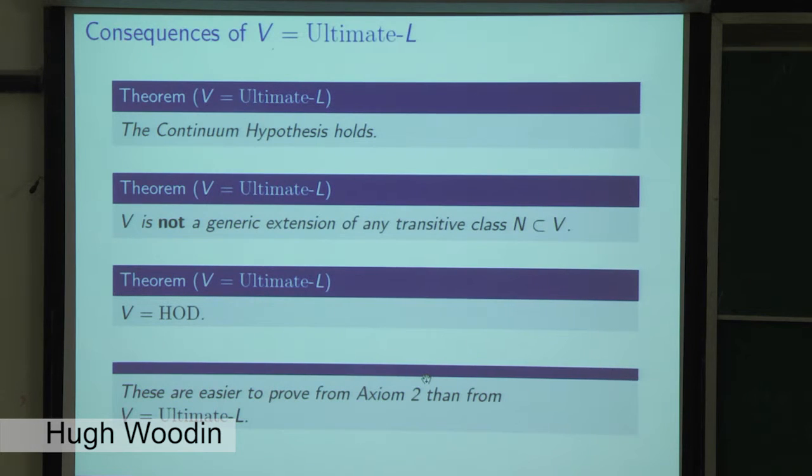Now, these are all much easier to prove from Axiom 2 than from V is ultimate L. And that was the point of using formulations like Axiom 2 for ultimate L. It was just easier to get these consequences. Okay, I will confess I am not going to finish early.